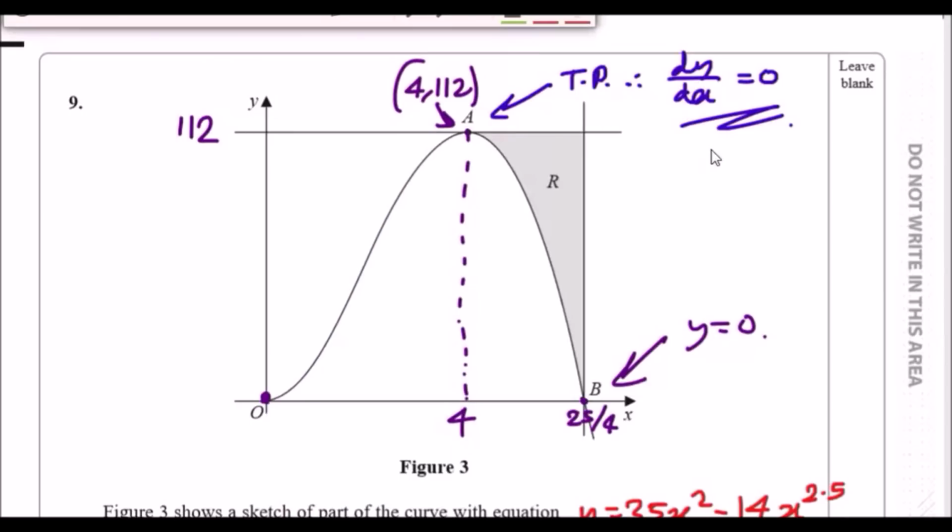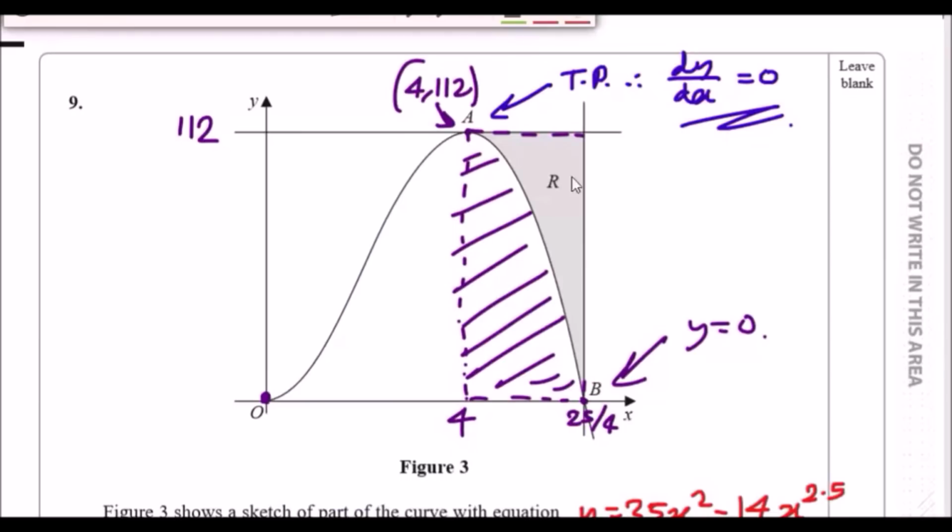So let's look at this one more time. If you've got the region R here, to get this shape, you can see that there's a rectangle here. Now, the area of this part here is only found by using integration, because remember, integration is used to find the area under a curve, not above it. So if you integrate from 4 to 25 over 4, so this entire width, you're technically integrating the area underneath this curve, so all this purple region. So you can say, if we do the area of a rectangle, which has a width of the difference between 4 and 25 over 4, and a height of 112, and subtract it from the purple region, you got your answer for R.